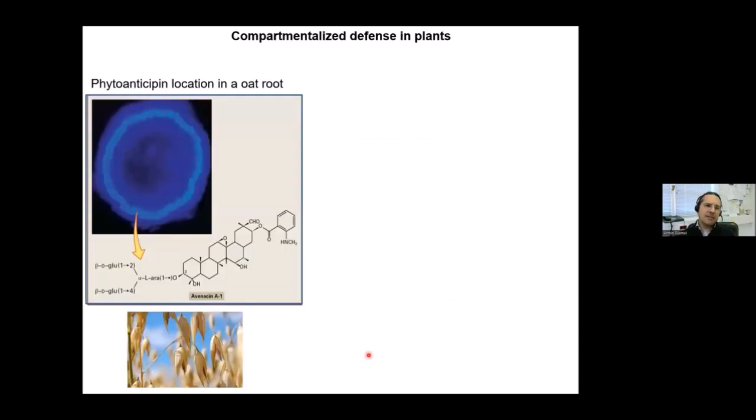Another important aspect in the plant defense system is the compartmentalization of defense. If you have it at specific places at the borders, for example, a chemical barrier here, like in this root, which has been cut through, and this is a root of oat. You see here this autofluorescence of a chemical compound, which is avenacin A. It's, as I said, a phytoanticipin, and it's like an antimicrobial barrier that pathogens cannot just cross easily.